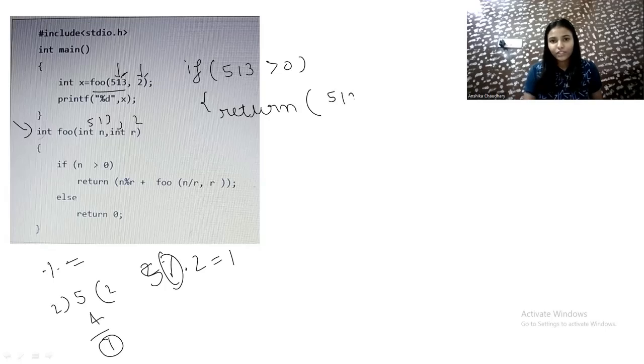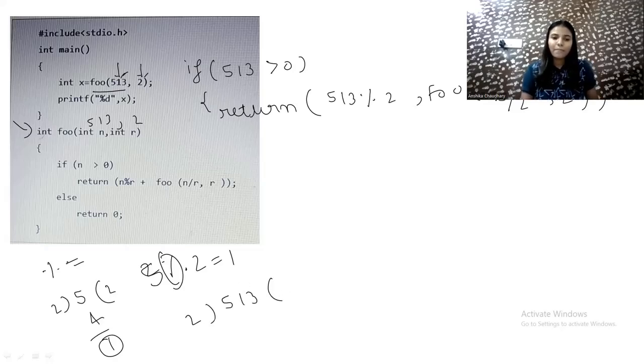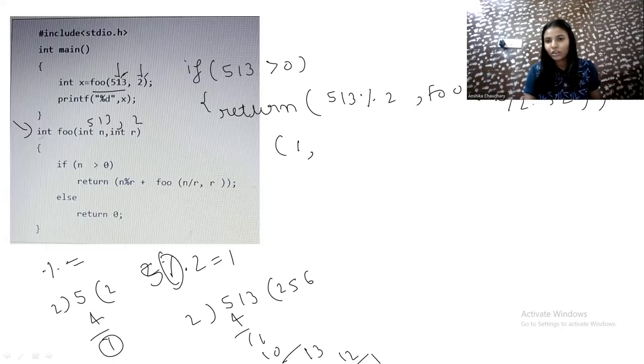So 513 modulus r. At the place of r, what is it? It is 2. Now again we have to call the function recursively: n divided by r means 513 divided by 2, comma 2, right? Now when we divide 513 by 2, what is the remainder? 2 5s are 10, 1, 1, and then 1 and 3. So the remainder is 1 here, right?